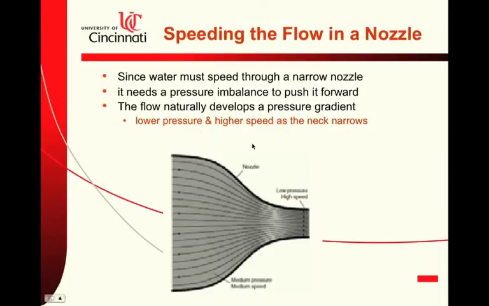Now if you go through a nozzle, the water has to speed through the narrow nozzle, and so it needs a pressure imbalance to push it forward. And so you get a pressure gradient. So again, the Bernoulli equation still works here: when the speed is higher here, and we know it's higher here, then the pressure has to go down. Whereas over here, the velocity is slower, and so the pressure has to be higher.